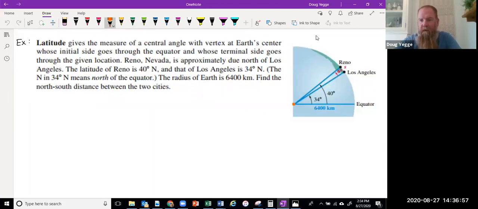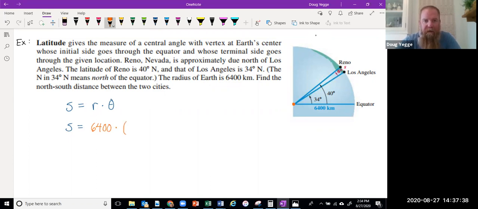With this 6-degree angle, you can see that we really have a sector. This is referred to as a sector of a circle, kind of a pie wedge of a circle. What we're trying to do is find that arc length, which is the distance from Los Angeles to Reno. In order to do so, we need a formula. We need to use the fact that S, the arc length, is equal to the radius times the angle. Now the radius is the radius of the Earth. So the arc length is going to be the radius, which is 6,400 kilometers, times our angle.